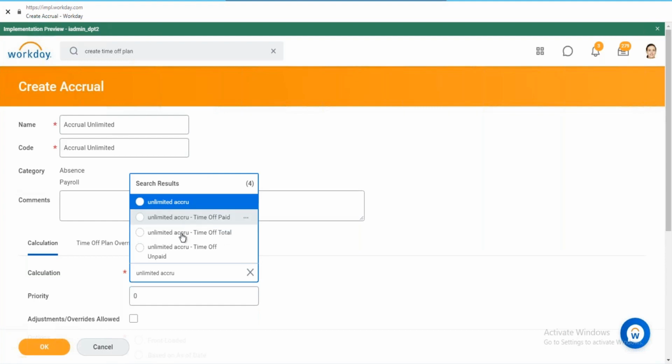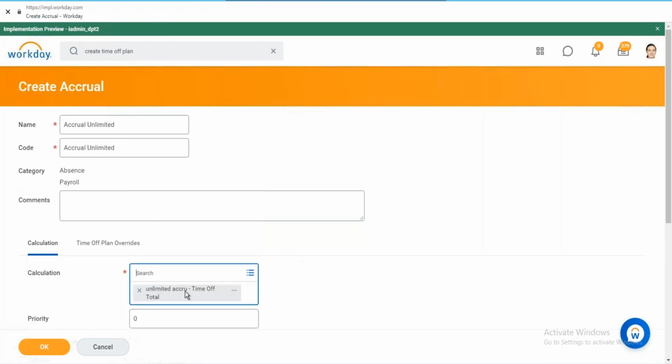So under the accrue as you go, you need to select this time off total. Time off paid is used if those time offs are paid. Time off total covers unpaid as well as paid, a combination of the two. These interact in earnings, and they can interact with deductions too. Got the point? So you will use unlimited accrue time off total.